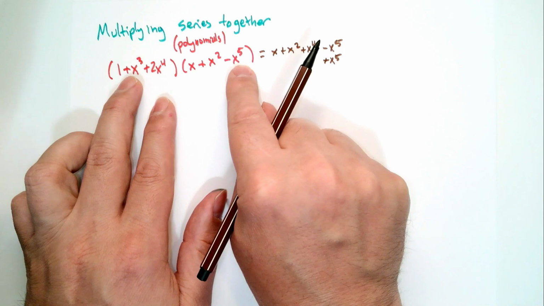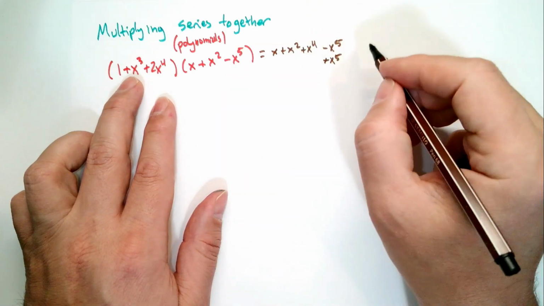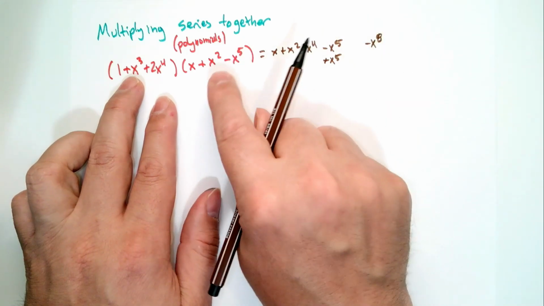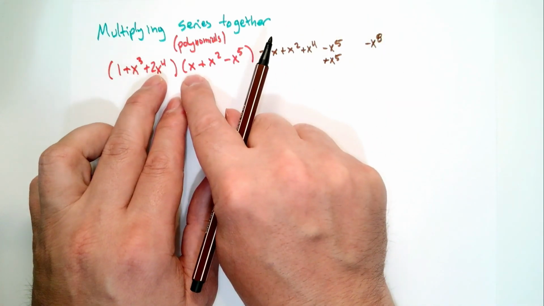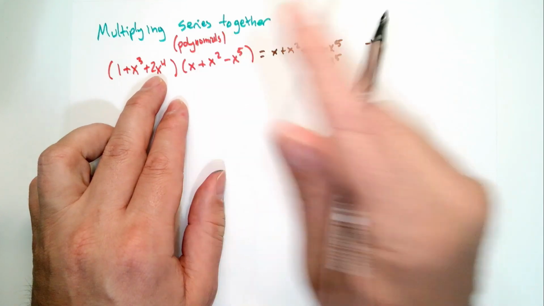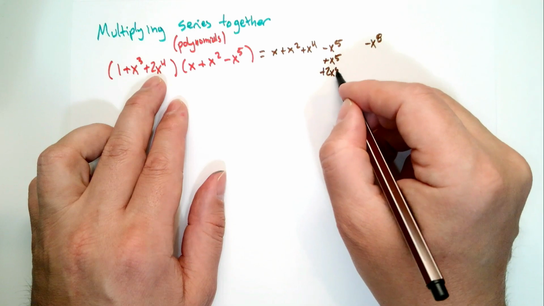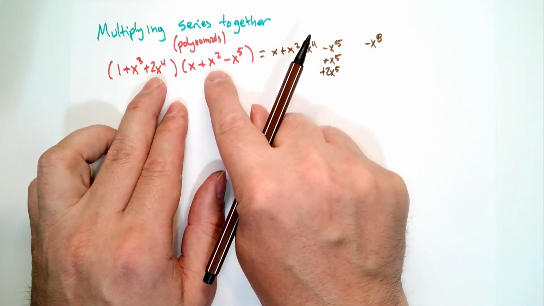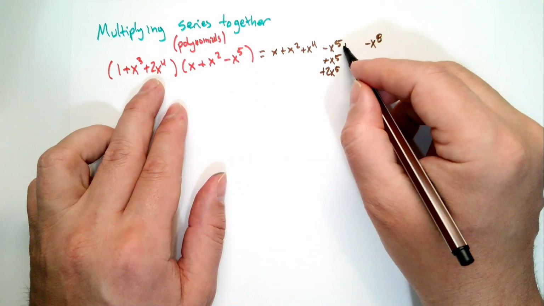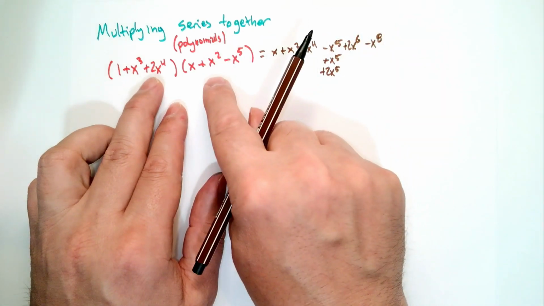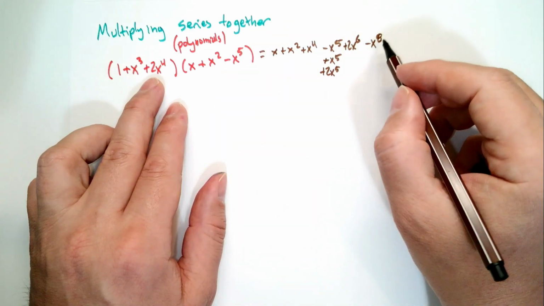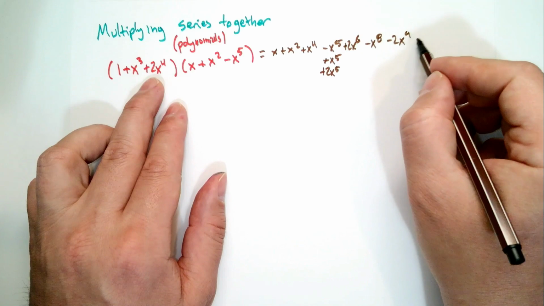And then x cubed times x to the fifth gets us a minus x to the eighth, and I'll give myself some space. Now, 2x to the fourth times x is what? Well, that's 2x to the fifth. So we get a plus 2x to the fifth, and then what comes next? 2x to the fourth times x squared would be 2x to the sixth. All right, I can squeeze that in there. And 2x to the fourth times minus x to the fifth gives you minus 2x to the ninth.